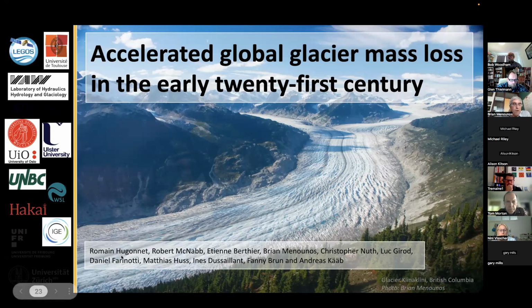This was led by a French PhD student who's now a postdoc at the University of Washington. And what it looked at is using this stack of satellite data. But in the case of Romain's study, it wasn't optical information, but rather elevation change. So he was using a type of sensor called the ASTER sensor.